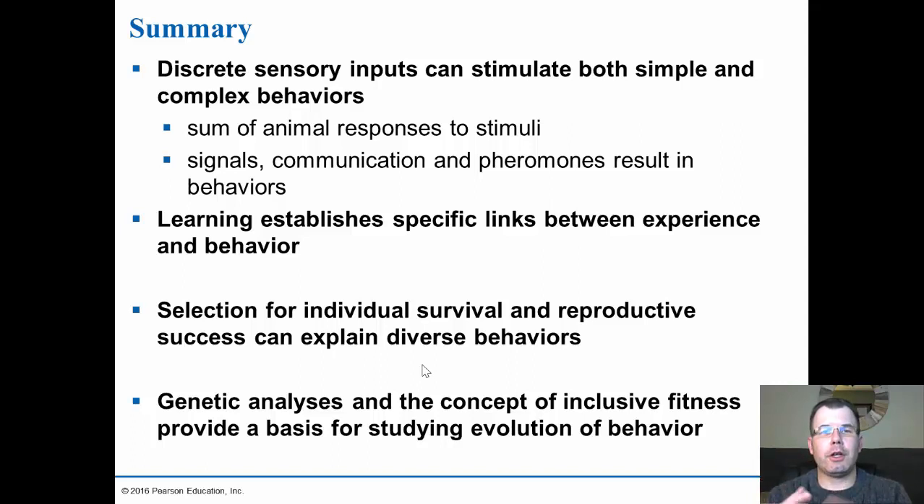So in polygyny, you're going to see bright, beautiful males that are saying, hey, mate with me, whereas with polyandry, you're going to see more of that in females. We also talked about offspring and how that would play a role in monogamous and polygamous relationships. If offspring need lots of care, then you're primarily going to have monogamous relationships, whereas polygamous relationships, if offspring don't need a lot of parental care, you may see where males leave very quickly and the females are in charge.